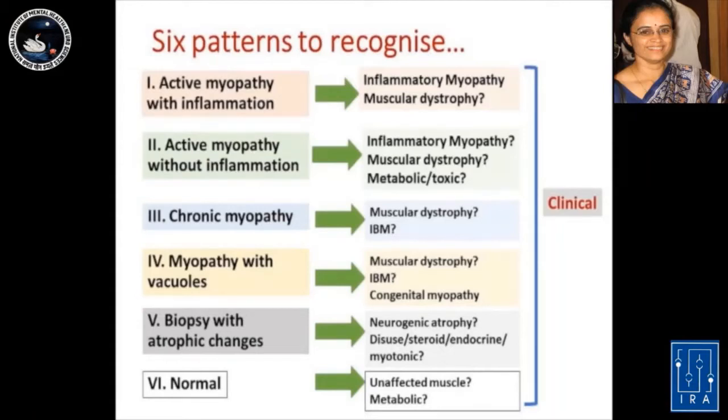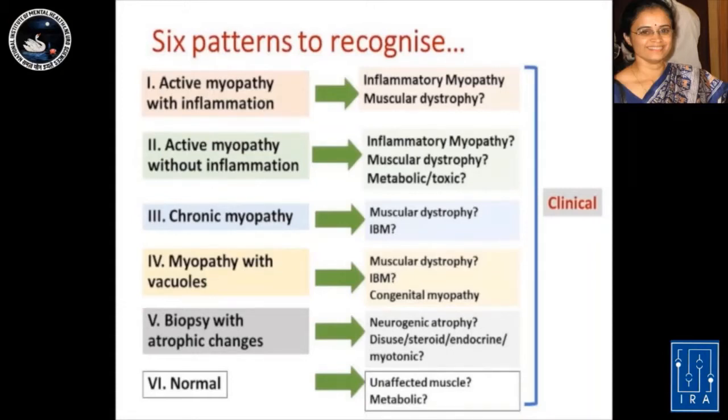Pattern 5, which is a neurogenic atrophy, wherein the biopsy shows atrophic changes, has a very wide differential diagnosis. As in diffuse atrophy following steroids can be seen in endocrine myopathies and even myotonic dystrophies. The last pattern is a normal looking muscle. Now, a normal looking muscle may be because there is truly no pathology, but can also be because an unaffected muscle has been sampled, or it could be secondary to a metabolic myopathy.